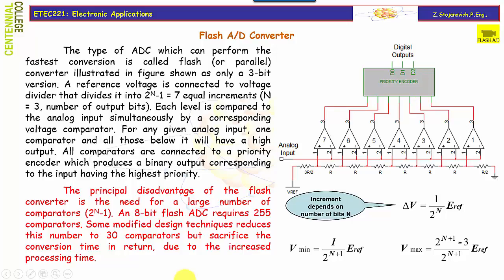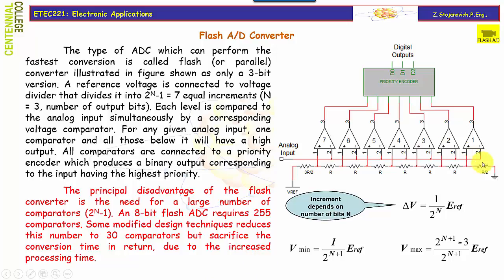The principal disadvantage of the flash converter is the need for a large number of comparators, 2 to the power n minus 1. Let's say if we are talking about an 8-bit flash analog to digital converter, it will require 255 comparators. Some modified design techniques, though, reduce this number to 30 comparators, but sacrifice the conversion time in return due to the increased processing time.